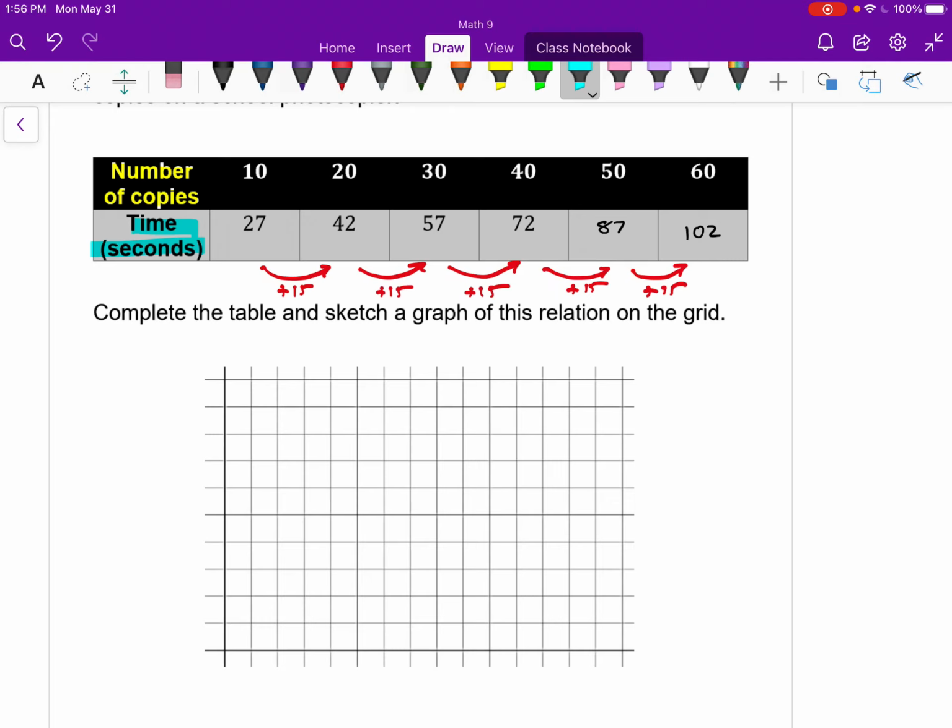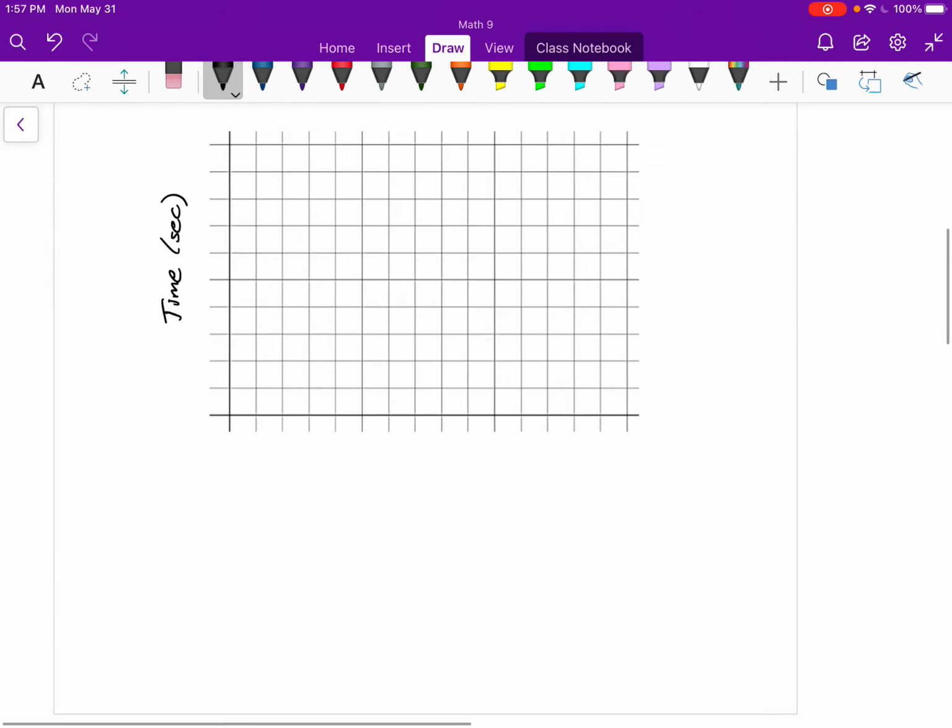And what does it depend on? It depends on the number of copies. The time it takes to use a photocopier depends on how many you have. So in this case, the time depends on the number of copies. So whatever the dependent variable is should go on the y-axis. And like I said, the time it takes in this case depends on how many copies you have. And so the time is what goes on the y-axis, because it depends on the number of copies. So I'm going to put time over here in seconds and put number of copies here.